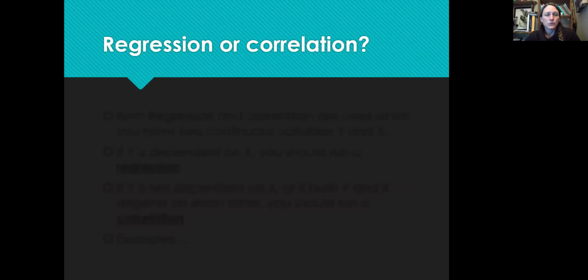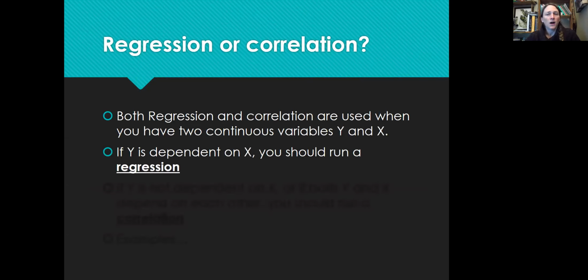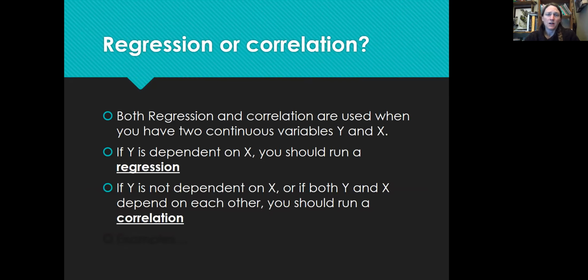So how do you choose regression or correlation? Both regression and correlation are used when you have continuous Y and X variables. The distinction has to do with which one is dependent on the other. So if y, the one on the vertical axis, is dependent on x, then you should run a regression analysis. Now, if y is not dependent on x, or if both y and x depend on each other, like if you could easily flip-flop the axes, then you should run a correlation analysis.